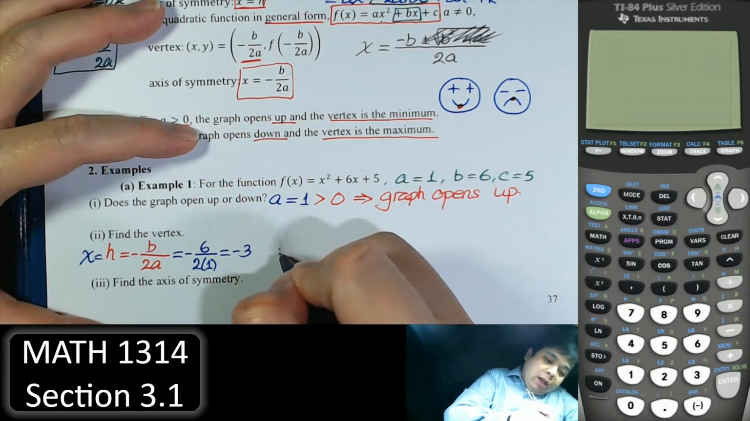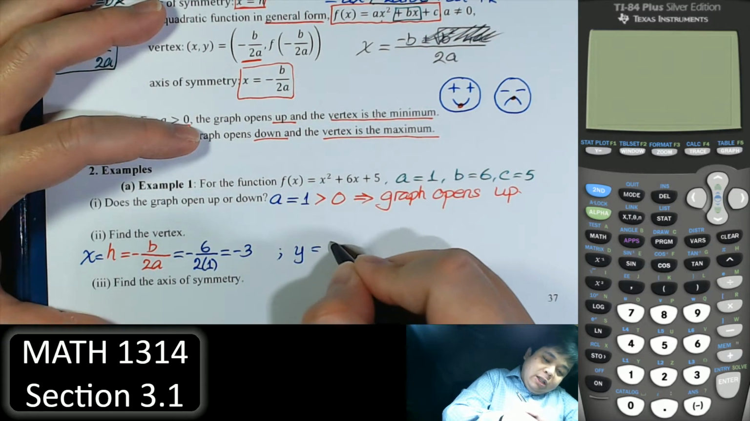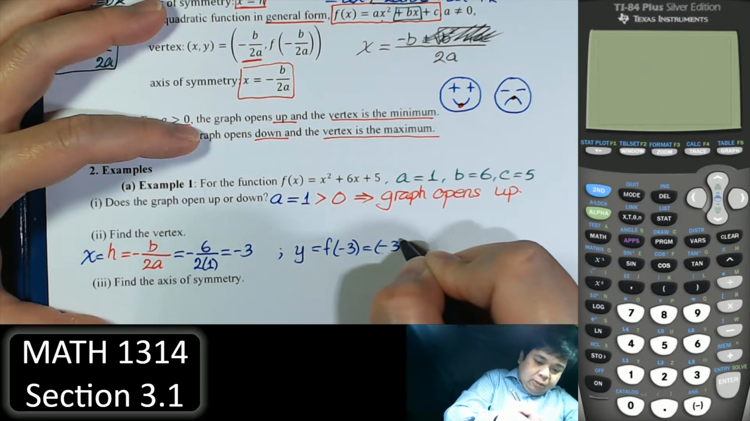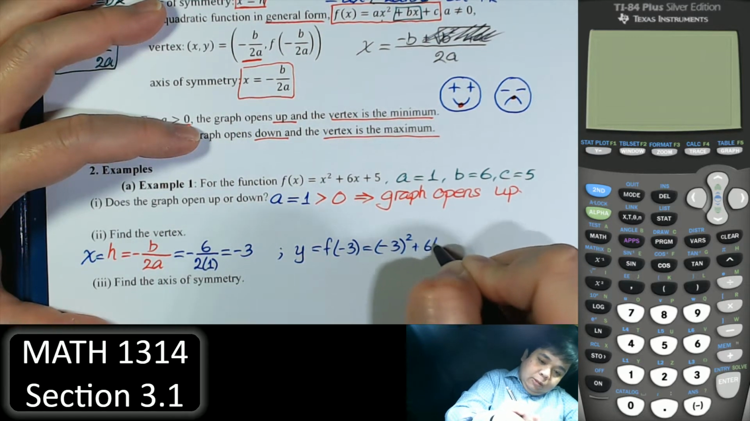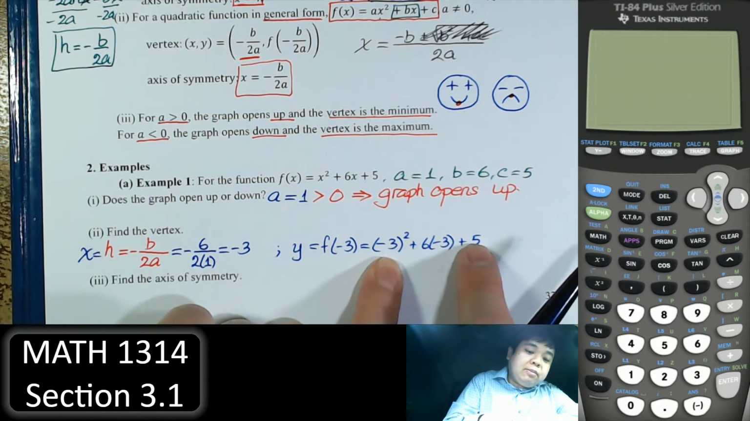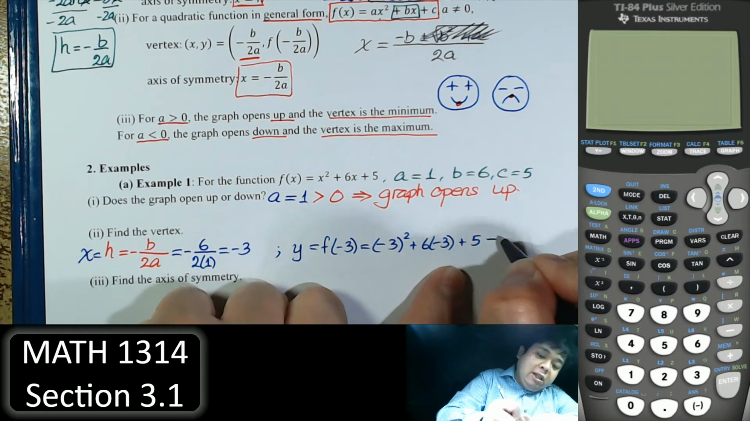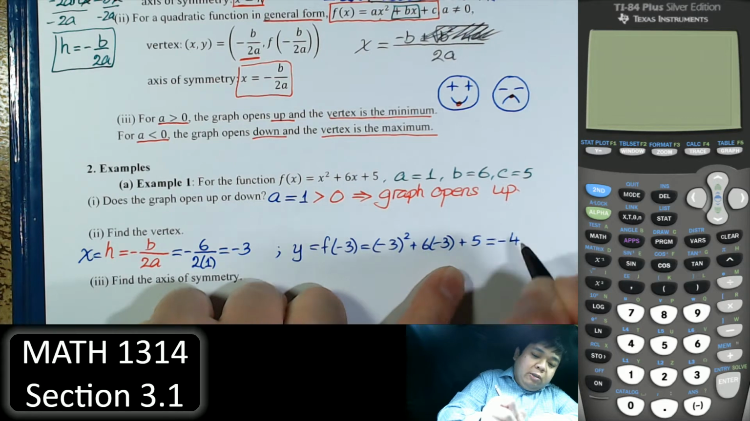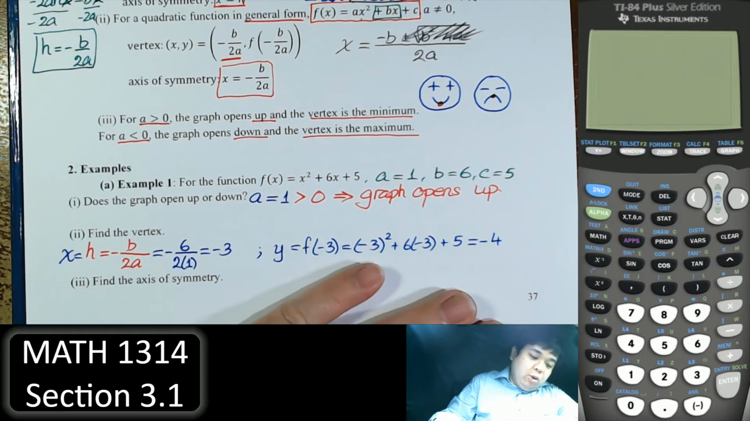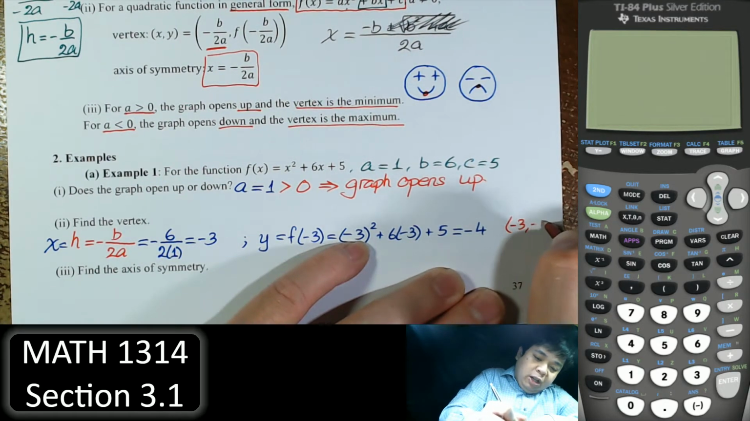Now to find the y coordinate, it is easy. We're just going to put negative 3 into x of the function. That gives us 9 plus 5, that is 14, minus 18, which is minus 4. Right? 14 minus 18 is minus 4. So the vertex has coordinates x equal to negative 3 and y equal to negative 4.